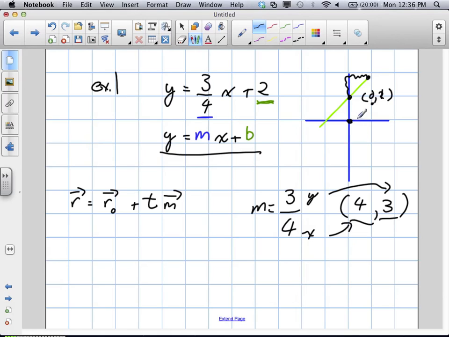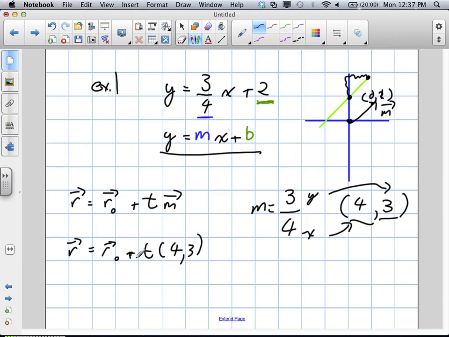So I'll try to draw this parallel to that. That would represent our directional vector m. Okay. So we have our m part of the equation taken care of. Our r0 stands for just a point on the line, plus t 4 over 3. Remember, t is any scalar or parameter.